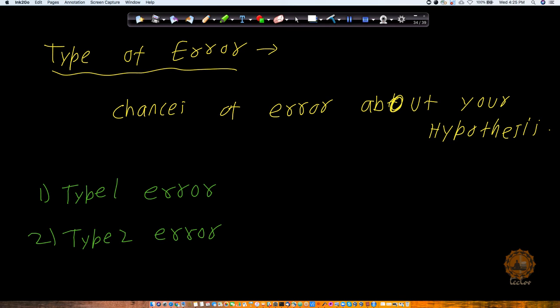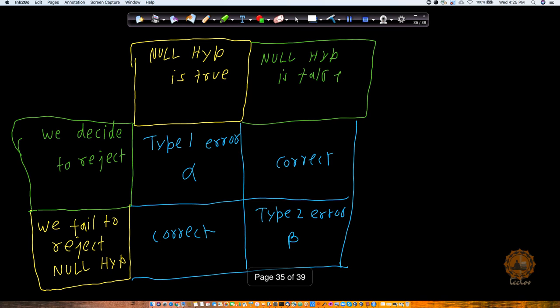So when you create your hypothesis, there are also some chances of error about your hypothesis. So we are going to discuss these errors. There are two kinds of errors. One is called type 1 error and the second is called type 2 error. Both errors can be understood with the help of this diagram.